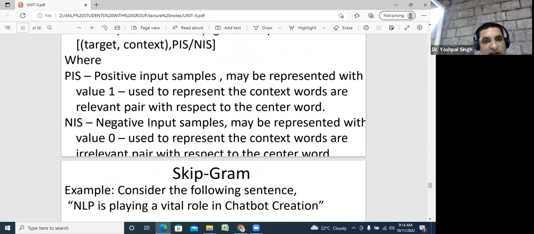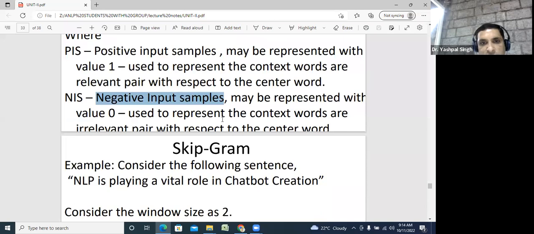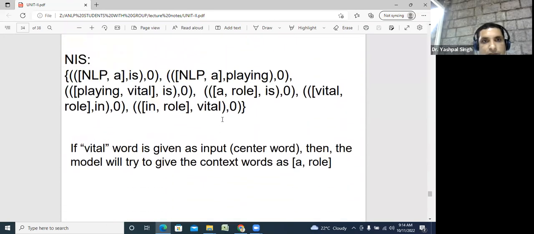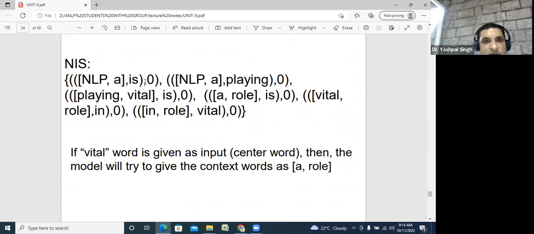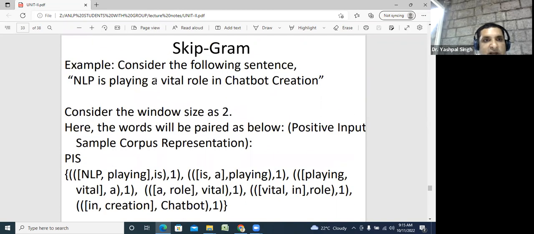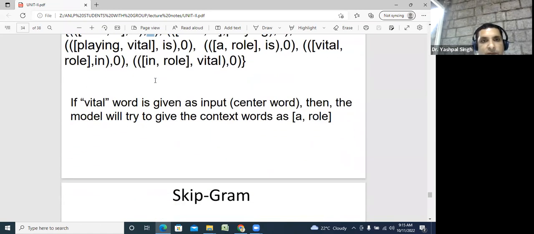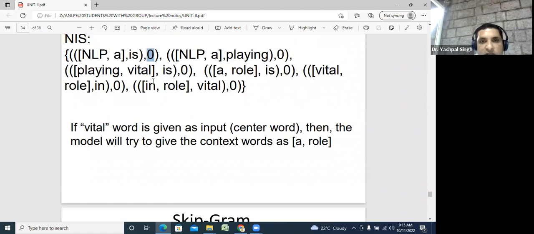Now we are discussing the second one, the negative input samples, and how they work. All things will be the same, but instead of 1 representing the positive sample, now 0 represents the negative sample. The same example is used: NLP is playing a vital role in chatbot creation. So here, if the word vital is given as the input center word, then the model will try to give the context words and role.